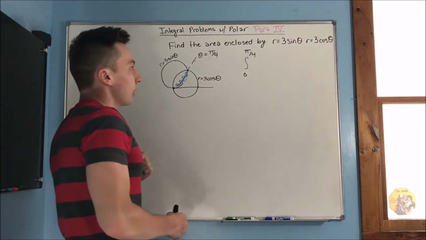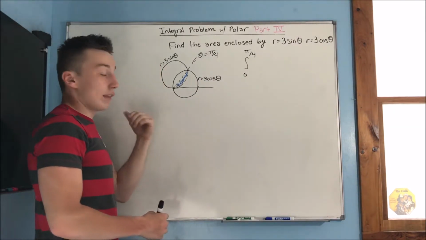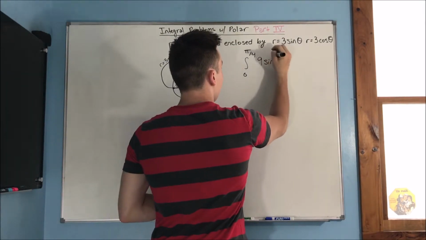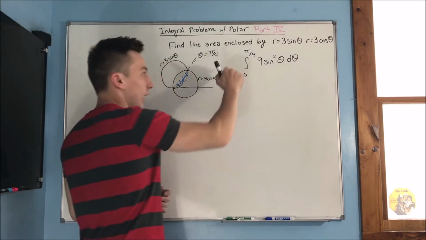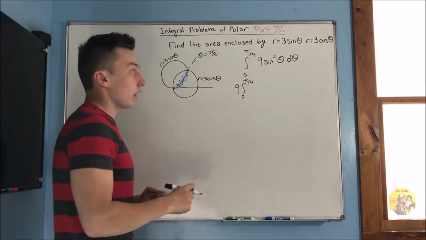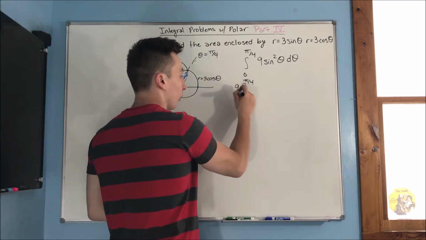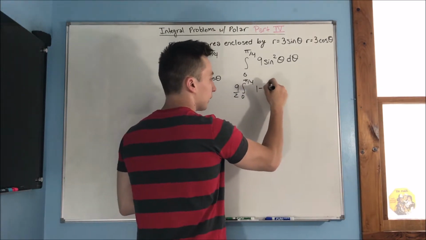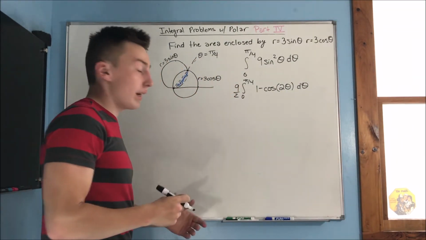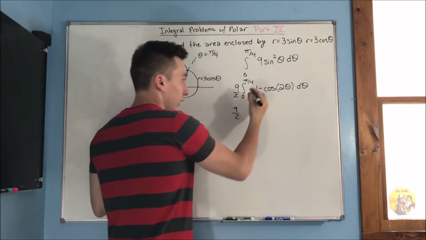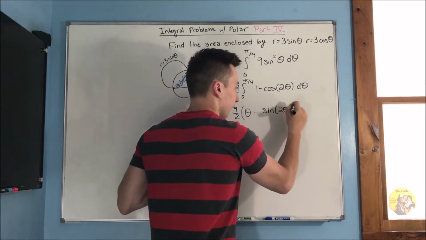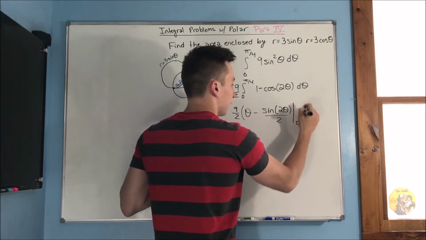Now, the integral from 0 to pi over 4 of what? Well, we're going to have that 3 sine theta, and that's going to get squared. So we're going to have 9 sine squared theta d theta. Pull that 9 outside, we get 9 times the integral from 0 to pi over 4 of, we use our half angle identity here, so we have a 1/2 on the outside and 1 minus cosine of 2 theta d theta on the inside. We can integrate here. That's going to give us 9 over 2 times theta minus sine of 2 theta over 2, evaluated from 0 to pi over 4.